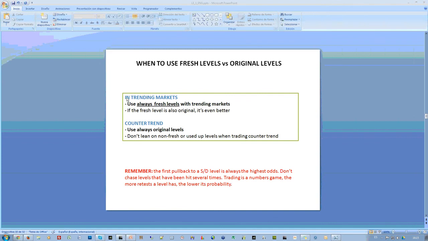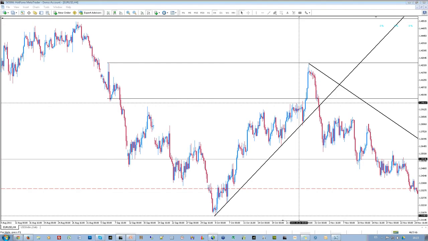And as we could see in another lesson, when we have a trending market, we always want to use fresh levels. Always fresh. If it is original, it's even better. And if we want to go counter trend, we want original levels in order to counter trend. So we have to look for original levels if we want to counter trend. Okay?